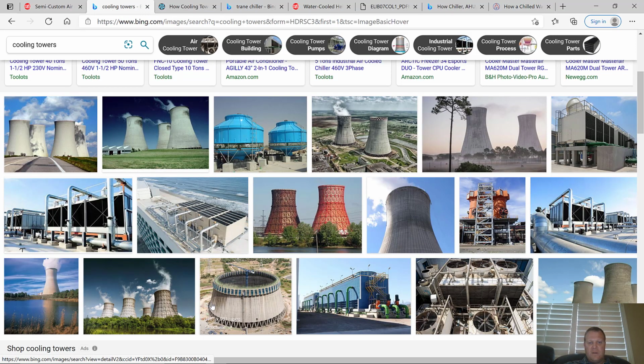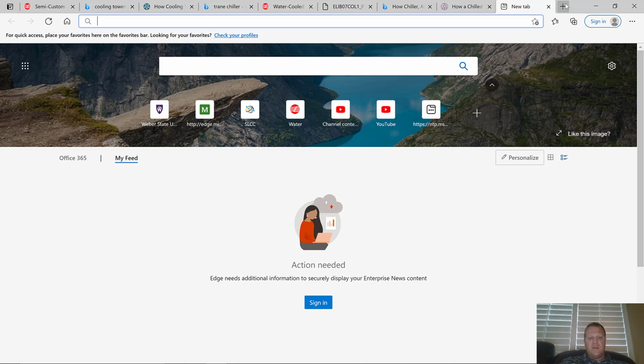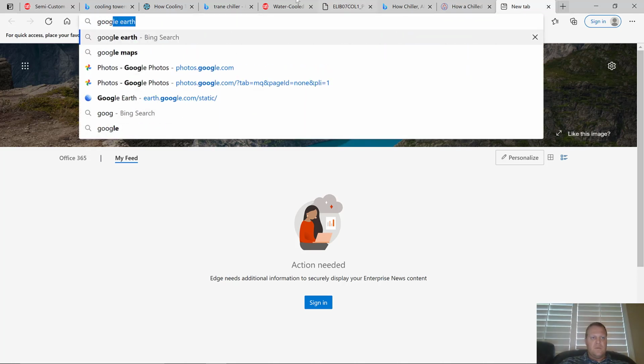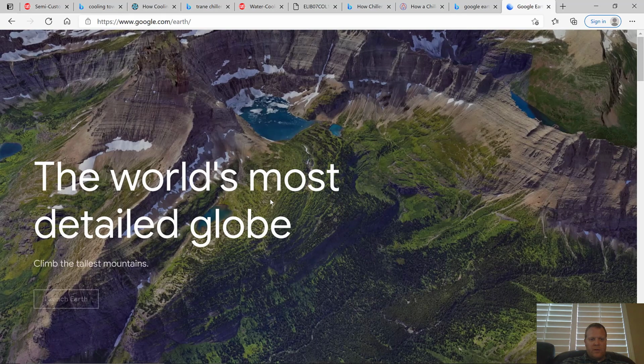There's pictures of lots of cooling towers. So the cooling towers I was kind of referring to would look more like this. These ones over here or that one right there. And if we went and did, let's go look at Google Earth. And hopefully it's where I was before.